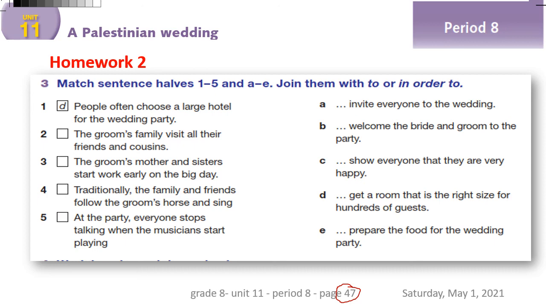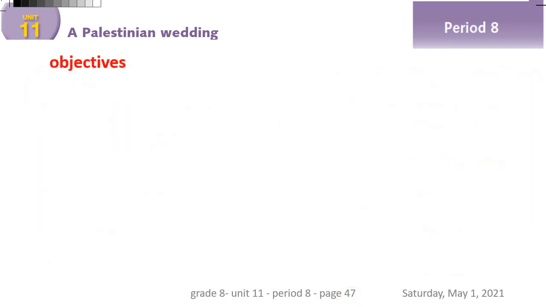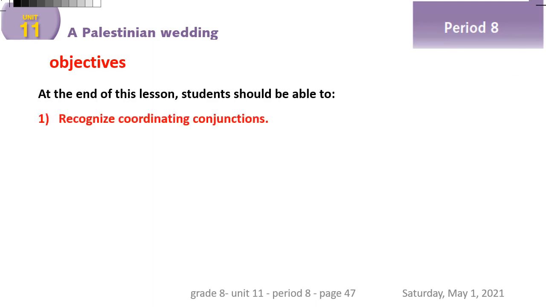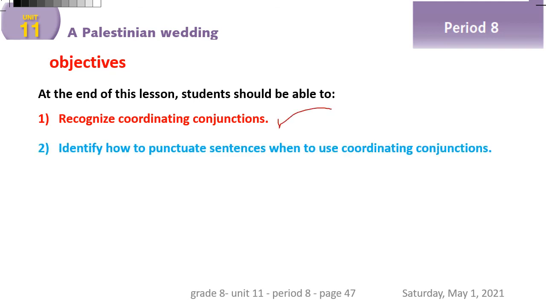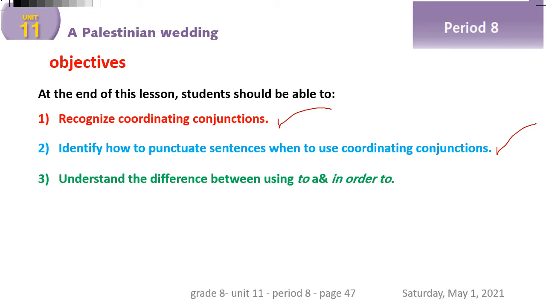Now let's go to check our objectives. At the end of this lesson, students should be able to recognize coordinating conjunctions. Yes. Identify how to punctuate sentences when to use coordinating conjunctions. It is about comma, remember? And understand the difference between to and in order to. Yes, we said that in order to أكثر رسمية من to. And you understand how to use so, to, and in order to.